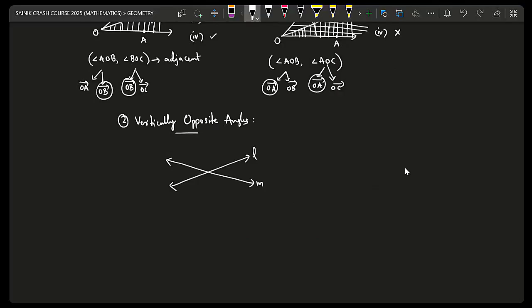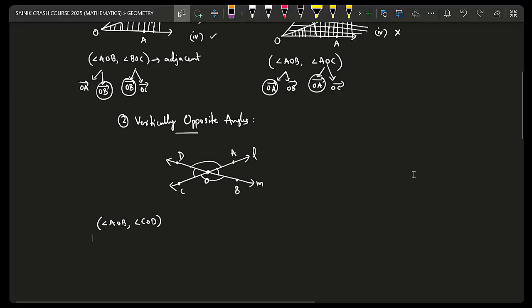See, whenever two lines intersect each other, there are four angles formed. Let us say this point is O, and this point is A, this is B, this is C, and this is D. So what are the angles from here? Angle AOB, angle BOC, angle COD, and angle DOA. There are four angles formed. I am checking this pair first: angle AOB and angle COD. I want to check whether they are vertically opposite angles or not.